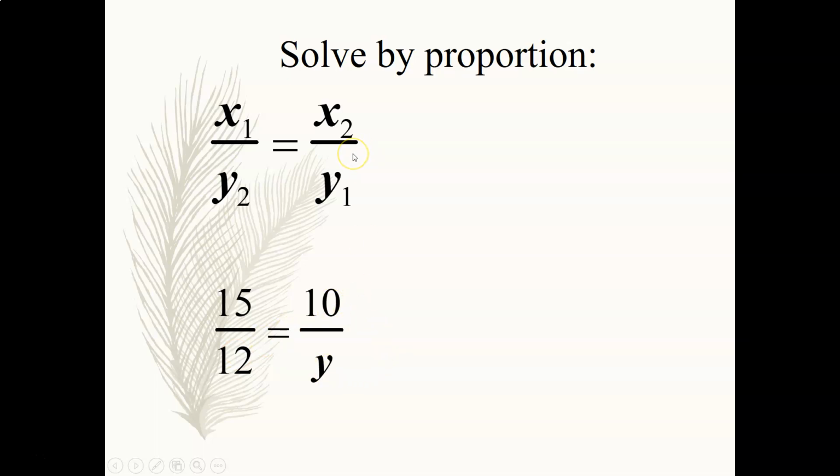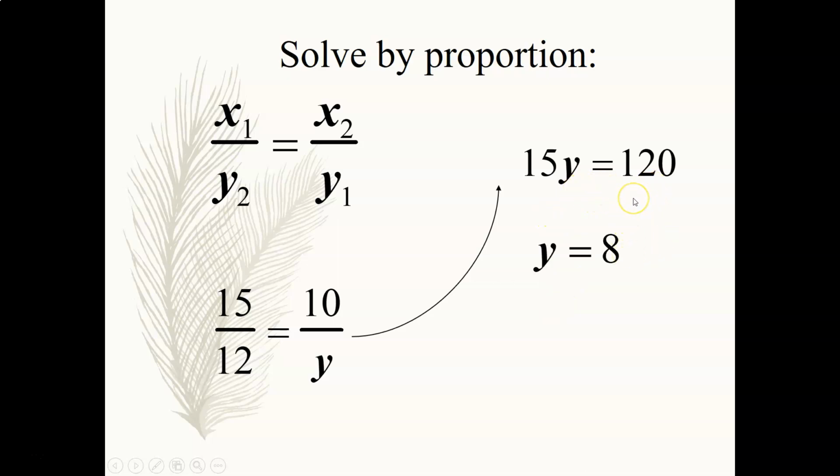Here, don't be confused about which one is y1 and which one is y2, as long as you are using the correct form of proportion. So here we cross multiply, which is 15 times y, and 10 times 12. So we get y equals 120 over 15, which is equal to 8.